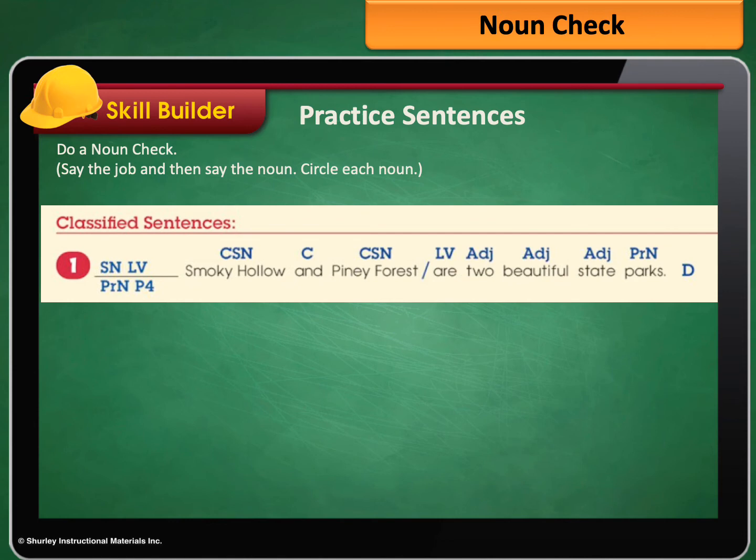Ready? Sentence 1. Compound subject noun Smoky Hollow. Yes, it is a noun. Compound subject noun Piney Forest. Yes, it is a noun. Predicate noun Parks. Yes, it is a noun. Good job. Locating nouns in a sentence is just one part of a noun check. Remember that students will continue in the skill builder to identify these nouns as singular or plural, common or proper.